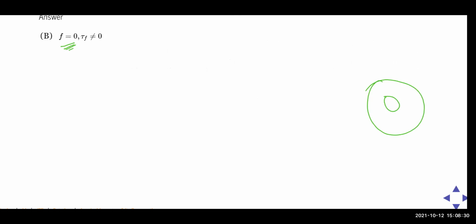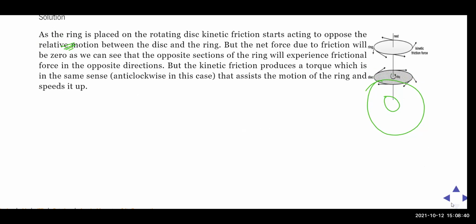Because there will be frictional force, and frictional force between the ring and the disc is an internal force. दोनों के बीच के कारण हो रहा है ना? Right? But what about torque? So torque 0 नहीं होगा sir. Yes or no? समझ में आ रहा है?